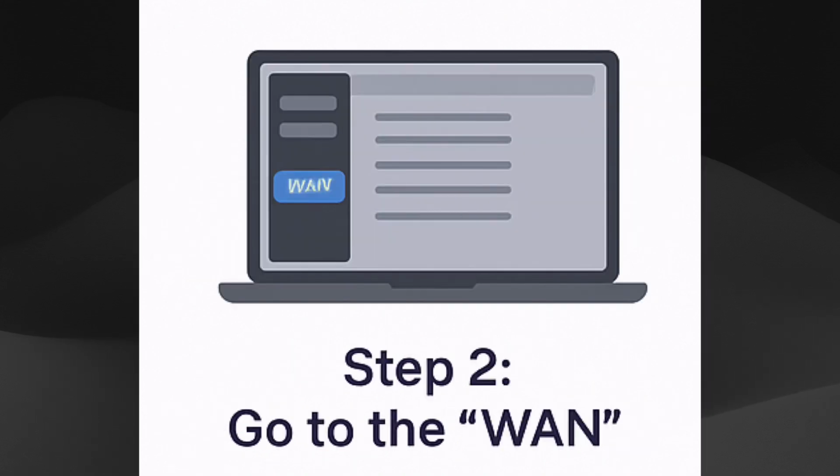Step 2. Go to the WAN section. Once logged in, navigate to the left-hand menu and select WAN or Advanced Settings. This area controls your network's main internet connection and routing functions.